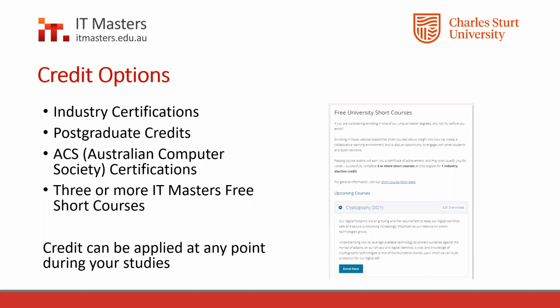The last way to get credit with the IT Masters courses is to sit and pass 3 or more of our IT Masters free short courses, which can give you 1 IT Masters elective subject credit into your degree. We even have a new short course starting tomorrow: cryptography with Matt Constable. You can see it there, and Hannah's put the link in the chat. So check that one out if you want, but you can also sit some of the older short courses so that you can get the credit you need.